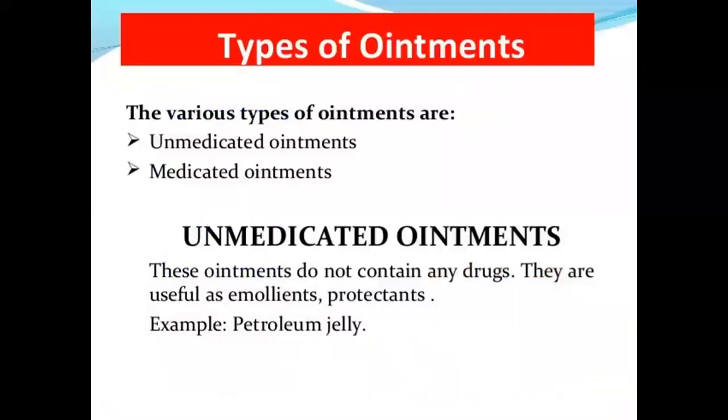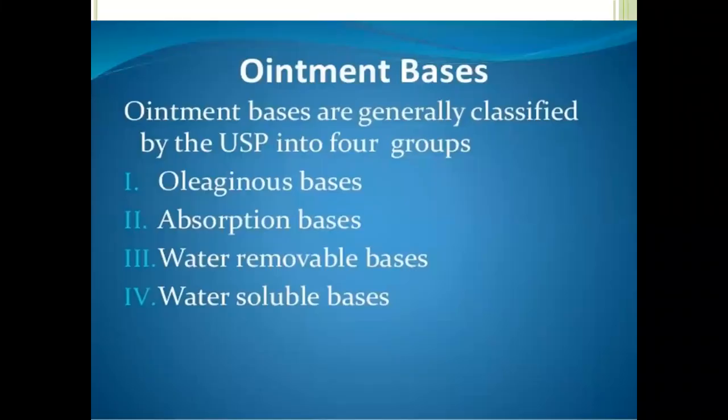So there are different types of the base used during the preparation of ointment. So ointment bases are generally classified as follows, in which first one is oleaginous base, absorption base, water removal base and water soluble base. Which bases are used for preparation of ointment? Four bases. It is visible in your screen. Oleaginous base, absorption base, water removal base, water soluble base.